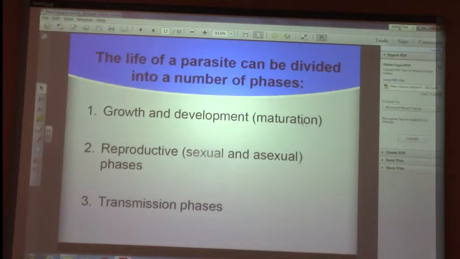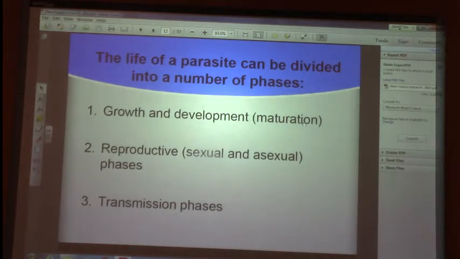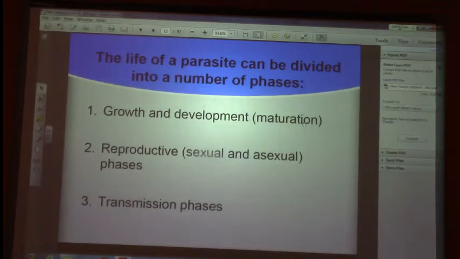At that point, it will begin to grow and develop. So this is known as the maturation stage. Next, it will go through reproduction, in which case you have already learned in previous lectures that this reproduction can be sexual as well as asexual. And then there are various transmission phases that it has once it's within the host as well.